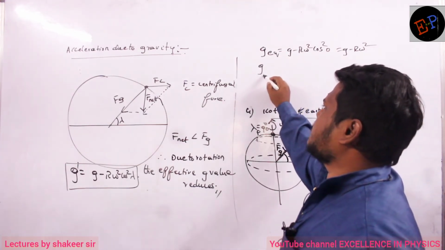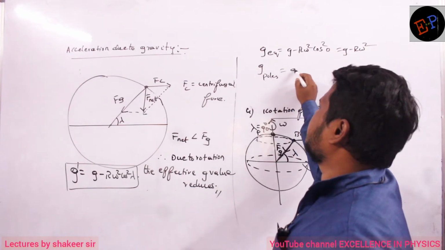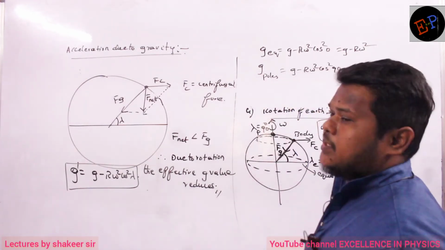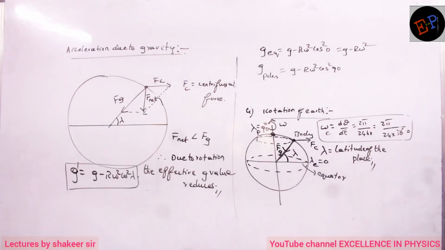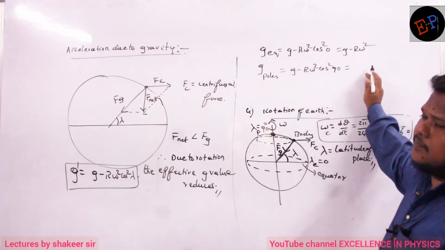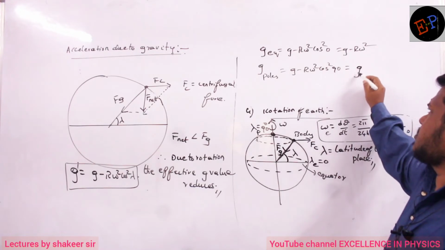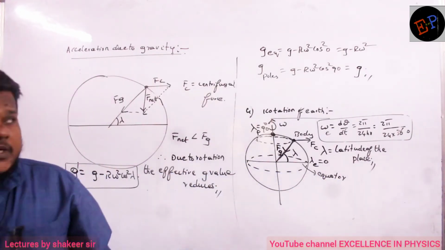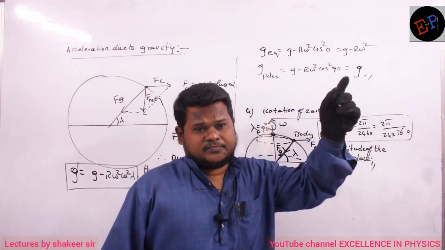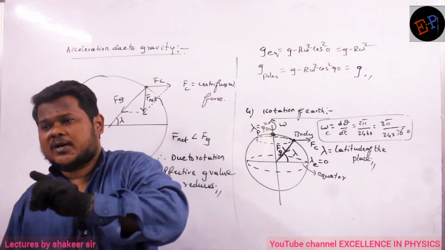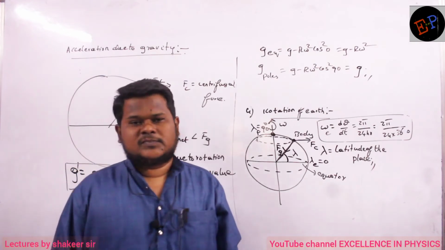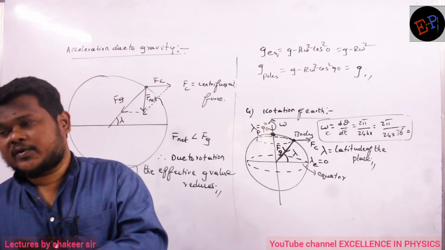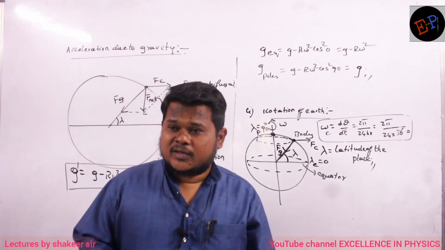So g value at poles is how much? G minus r omega square cos square 90 degrees, because at poles latitude is 90. Okay, cos 90 is 0, so everything becomes 0, so g only. That's all. It means at poles the g value doesn't reduce, but it reduces to a greater value at the equator. We are close to the equator.